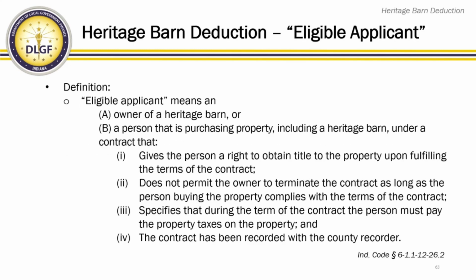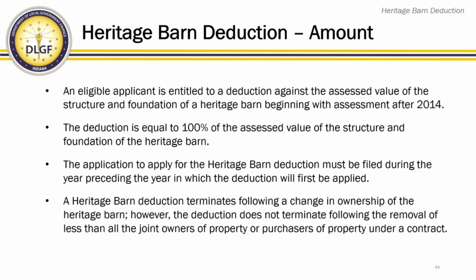Next. So an eligible applicant, much like with the other deductions, has to own the barn or be purchasing it under a contract. Next slide. The amount of the deduction is equal to 100% of the AV of the structure and foundation of the barn. The application must be filed during the year preceding the year in which the deduction will first be applied.